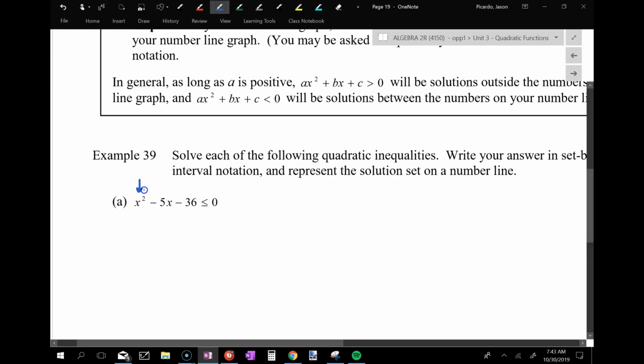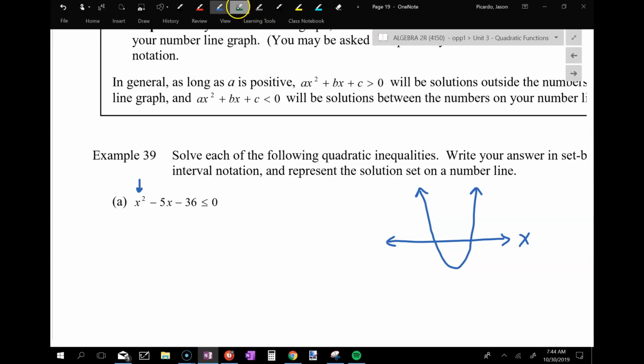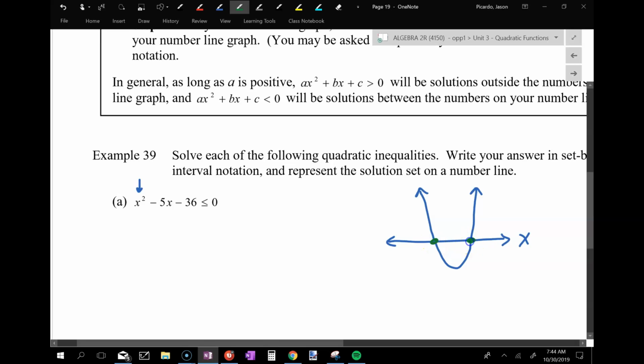Does everybody agree that this is going to be a happy parabola? Why is it going to be happy? Because the x squared is positive. Do we all agree that I'm going to have some x-axis? I'm going to have some parabola. And what I want to know about that parabola is where is the parabola less than or equal to 0. So if I want to be less than or equal to 0, I want to know what are the values that fall what on the number line?